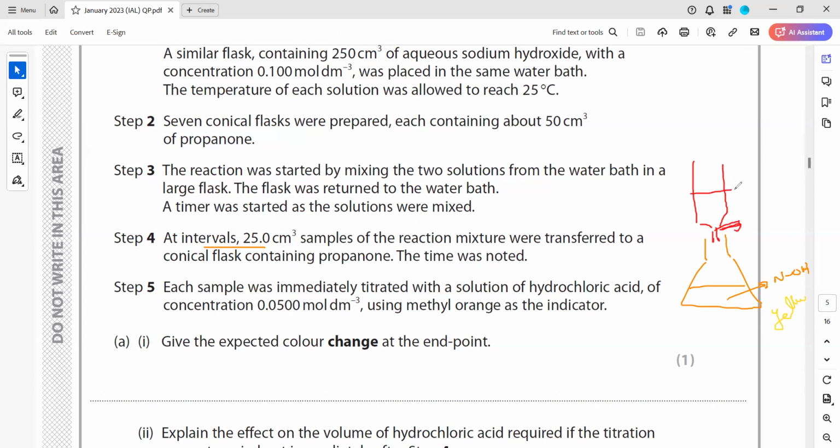And we are adding an acid because it is titrated with HCl. So when we add an acid, sodium hydroxide will be neutralized by the acid, and a neutral solution will be there. The color of the neutral solution will be orange. So the color changes from yellow to orange.